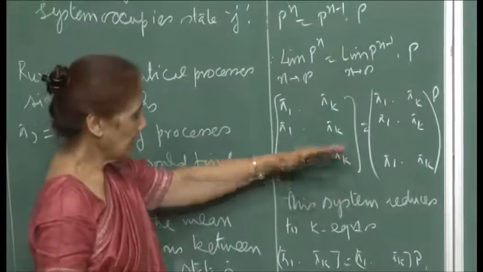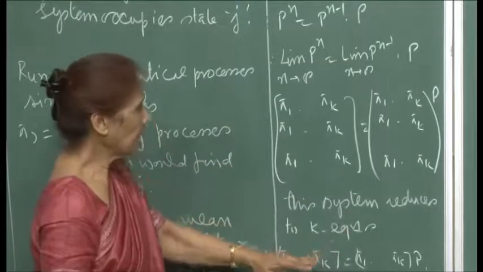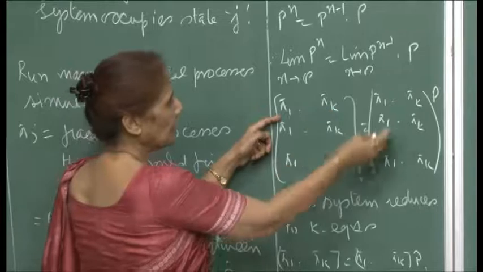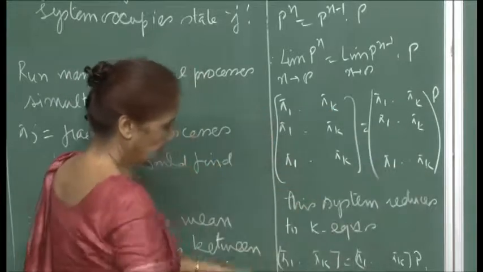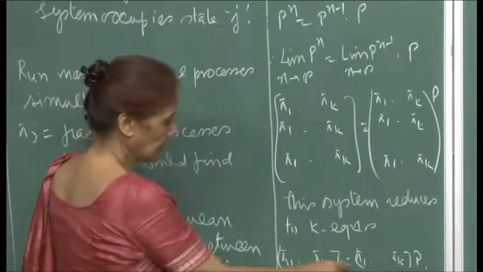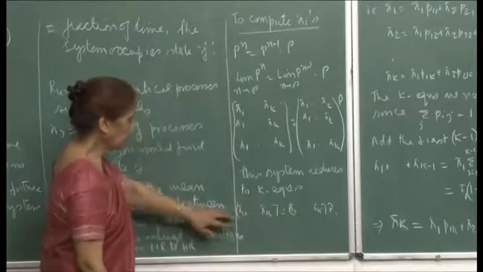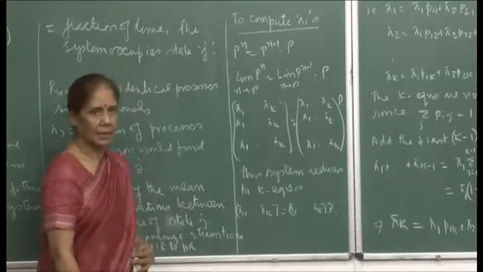Okay. So, let us just talk about it in general, and therefore, the system reduces to k equations. That means I can simply equate the first row here to the first row here, right. So, that means pi 1 to pi k is equal to pi 1 to pi k times the matrix P. And now, let us write out the equations in detail here.